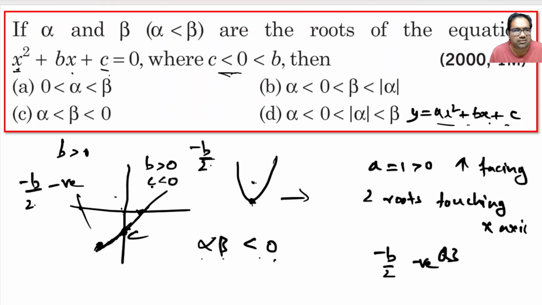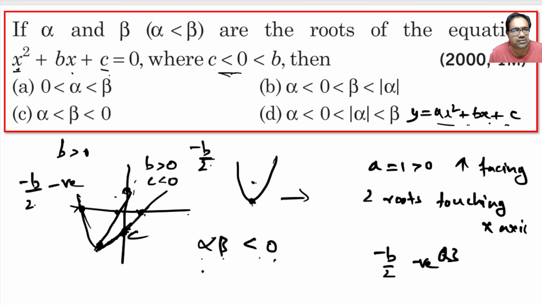Instead, if c is positive, then whatever parabola you draw, or in fact whatever straight line you draw, this will touch the negative x-axis. That means the root will be negative. Here, if c is negative, that means the root will be positive, because one root will be here anyway, and the second root will touch on the positive x-axis only, right?